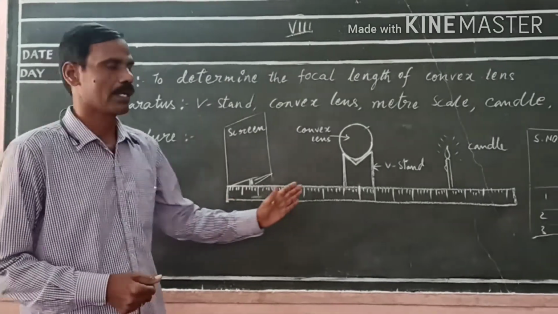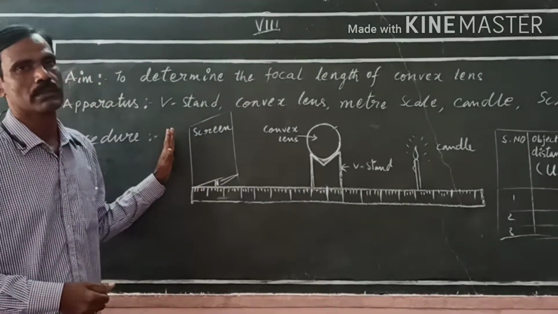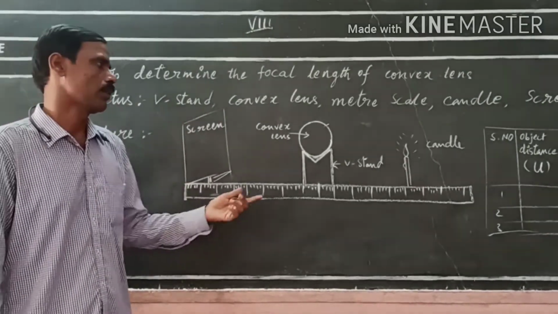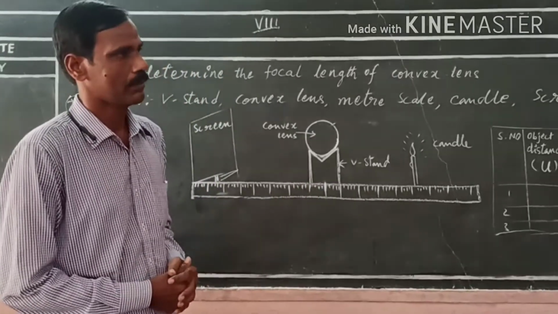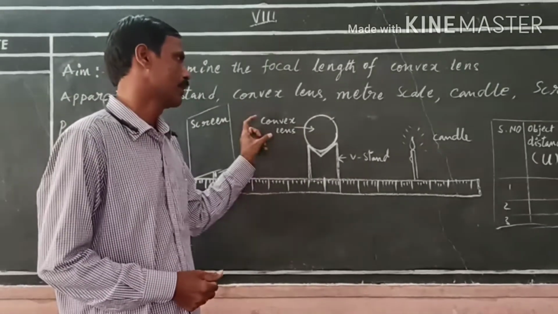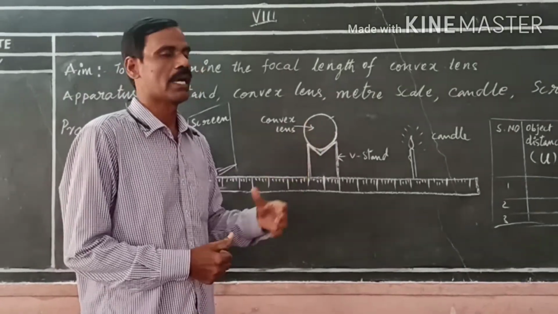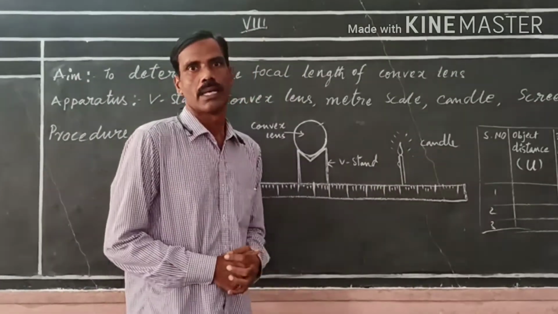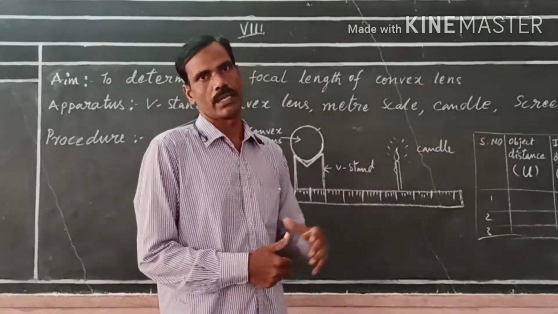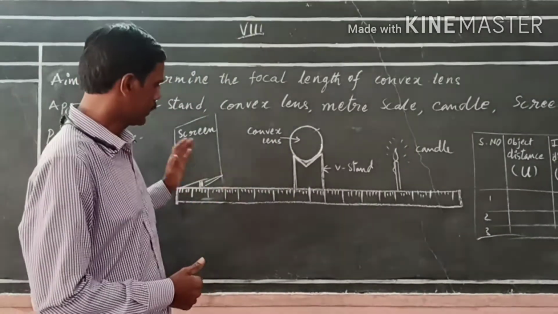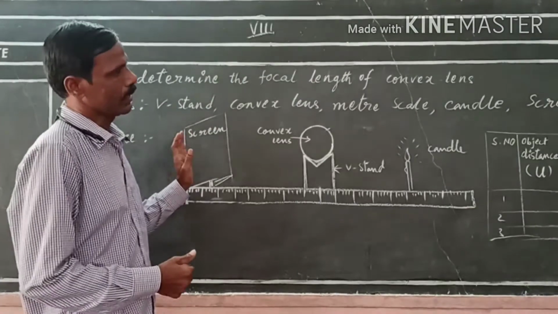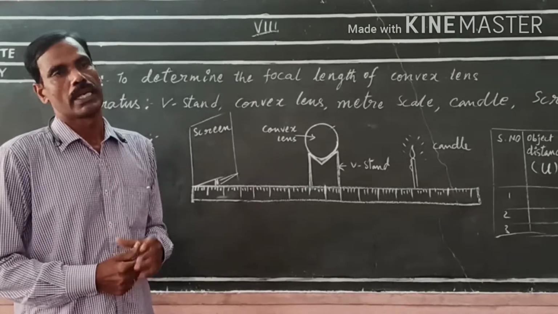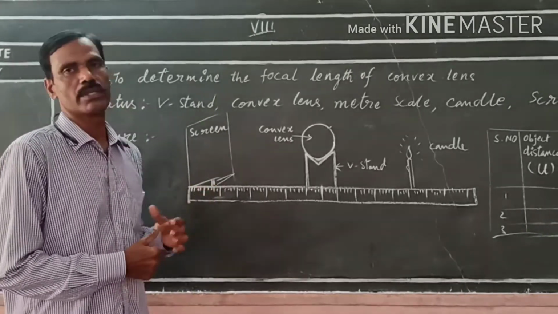First, take a meter scale and arrange the screen at one end of the scale. Now, place the V-stand in the middle and arrange a convex lens on the V-stand. Now, by lighting a candle and taking it far away from the lens, adjust the screen to obtain the image of the candle on the screen. It gives you a rough idea of the location of the focus.